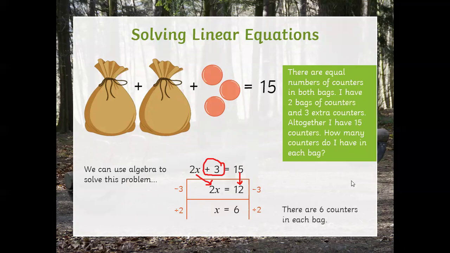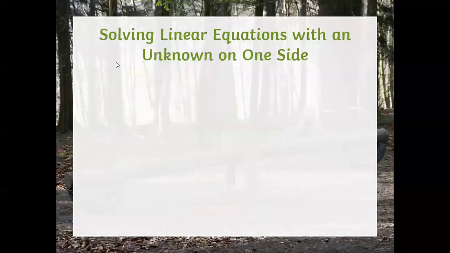So coming back, there are 6 counters in each bag. You can now test this. 6 plus 6 plus 3. So 6 plus 6 is 12. 12 plus 3 is 15. Your answer is correct. And what you have just done is you have solved a linear equation. And this is how you do it. Okay? So let's look at another example.